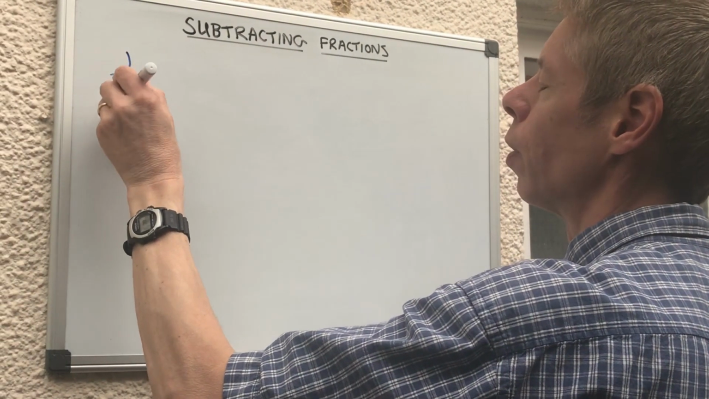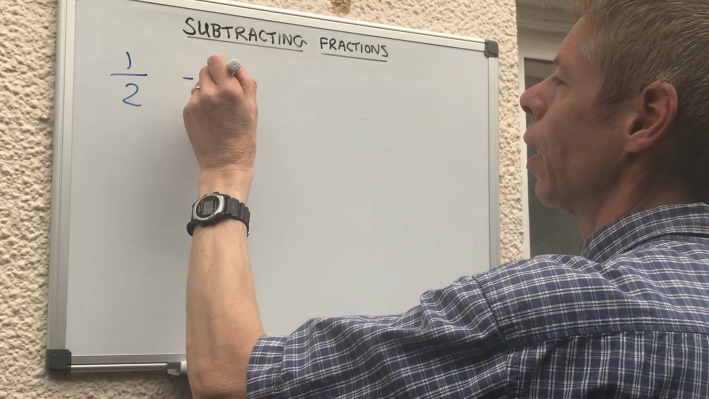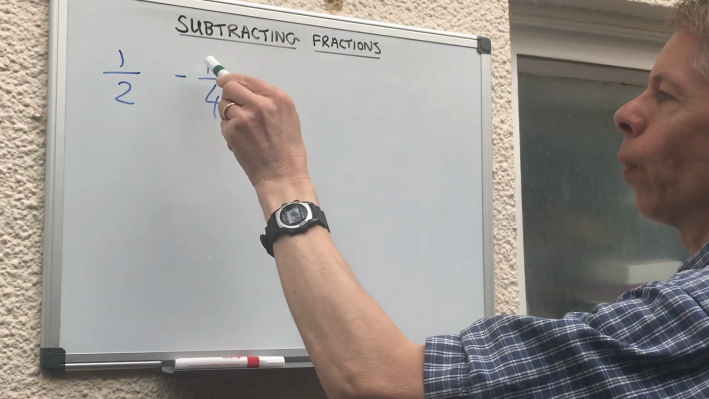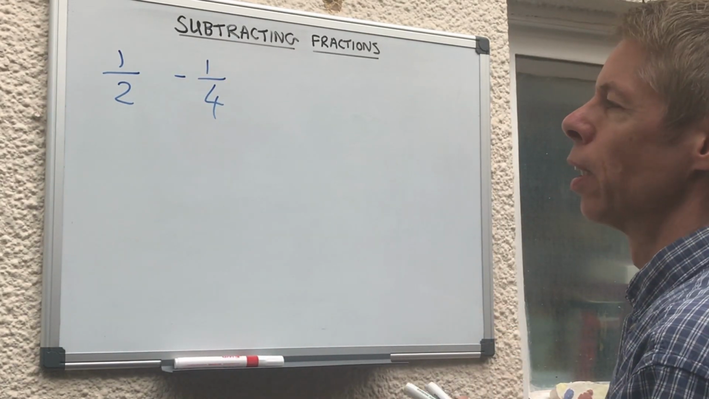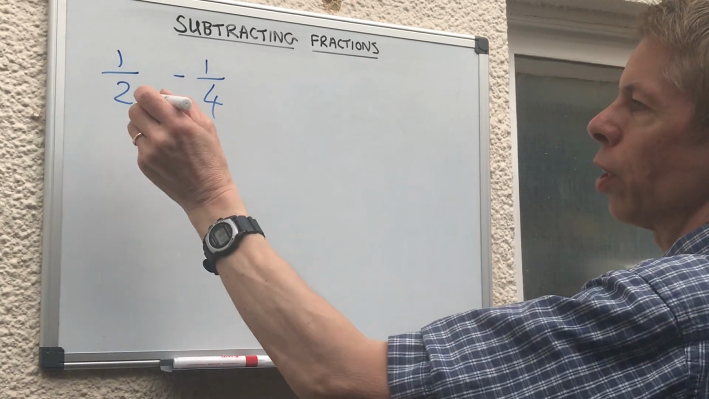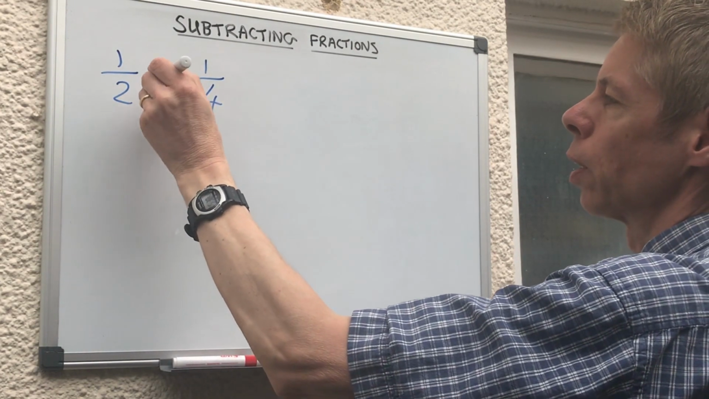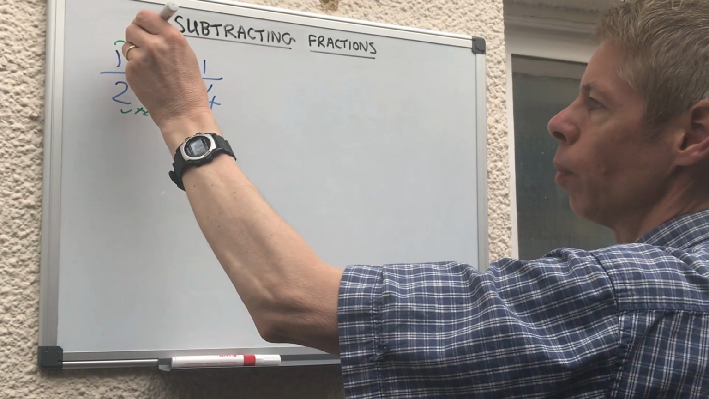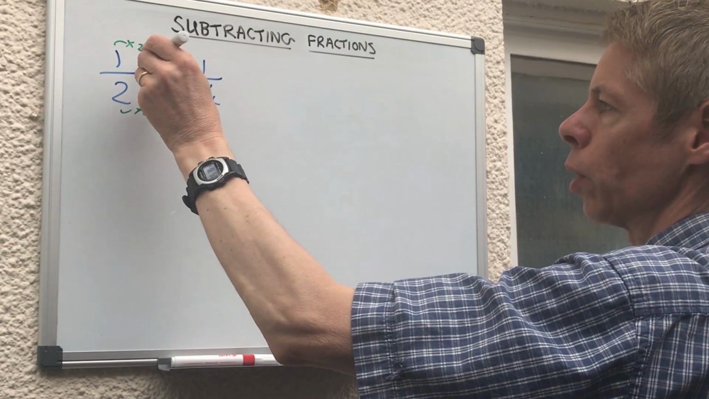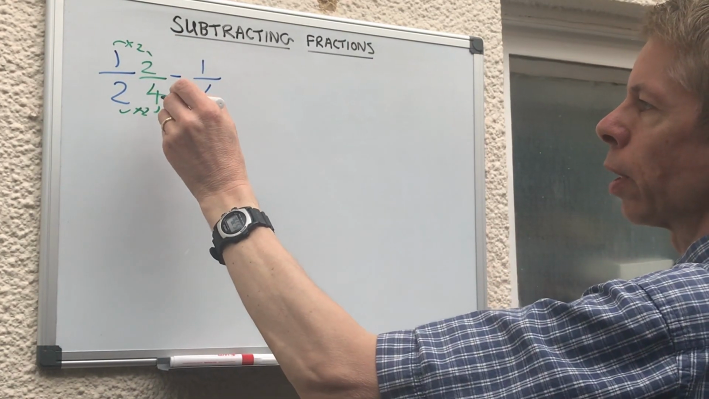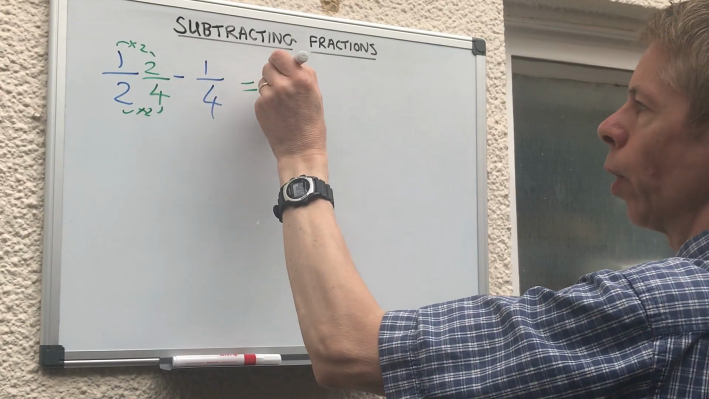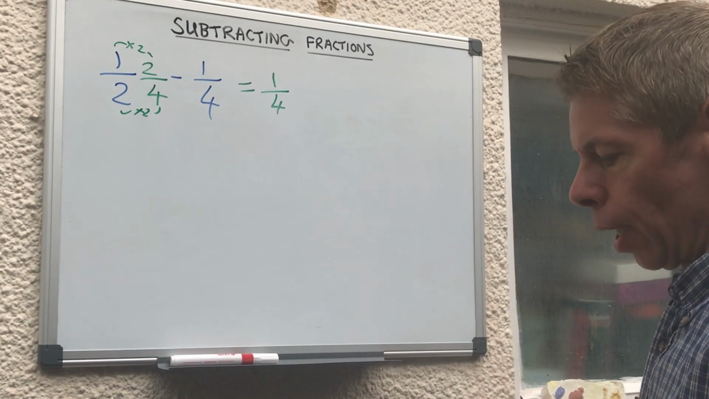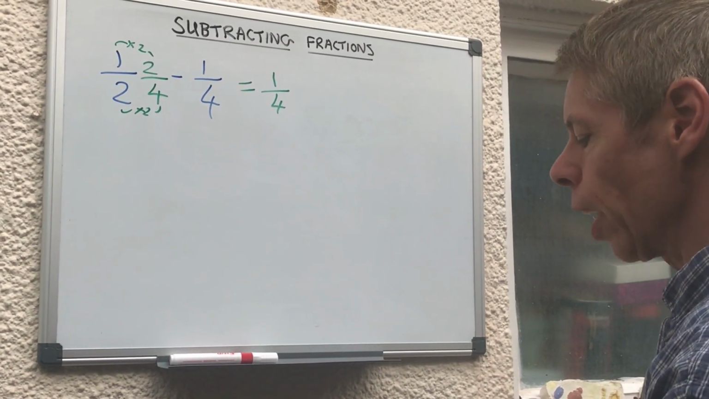So 1/2 take away 1/4. You can't do 1 take away 1, 2 take away 4 because you'll get in an awful mess. So what you do, you change the half into quarters. We've times that by 2. So we multiply the 1 by 2. 1 times 2 equals 2. We've now got 2 quarters. Take away 1/4. 2 take away 1 is 1/4. Simple enough.